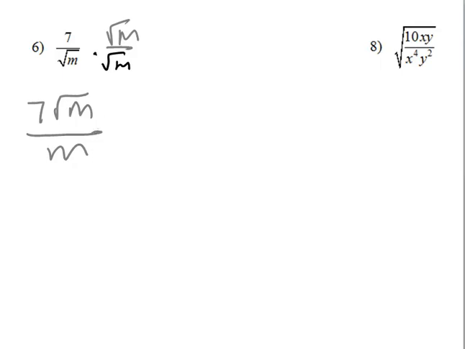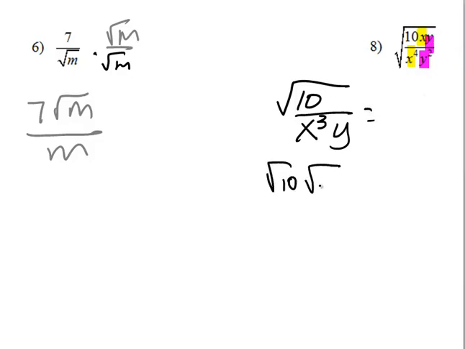Here, let's see if I can do any canceling before we get started, because I have x's here, and I have x's there, and I have y's there, and y. Okay, so that'll be good. Let's see what we end up with. We have the square root of 10 x over x to the 3rd y. So that's the square root of 10 times the square root of x cubed y all over x cubed y, because we multiplied that by that.